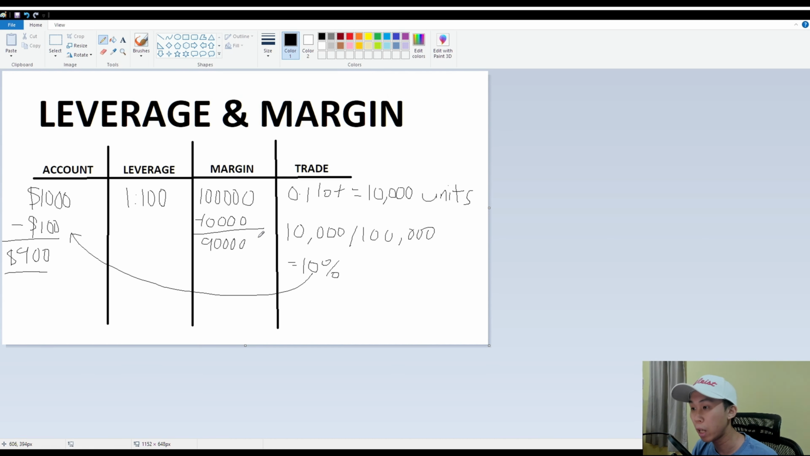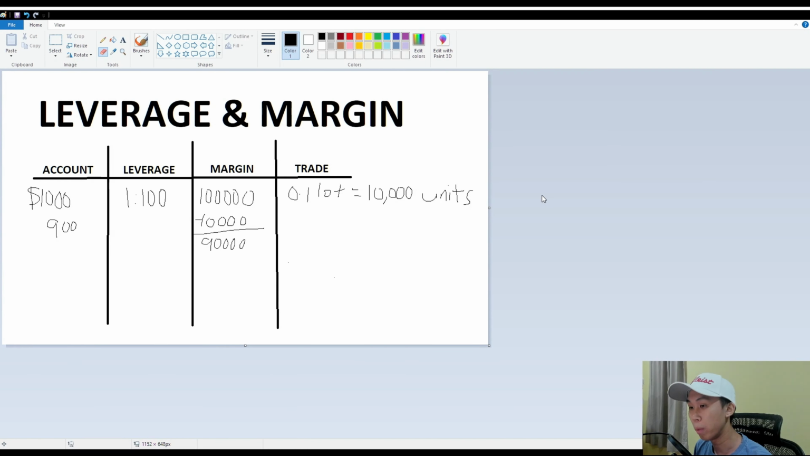But if you decide to open an additional trade, your leftover margin would be 90,000. At this moment, we are only left with 90,000 of margin. But if you decide to open one lot, which is 100,000 units, and you try to do this, it will not allow you to do it because you don't have enough buying power. One lot requires 100,000, but now your margin is only left with 90,000.